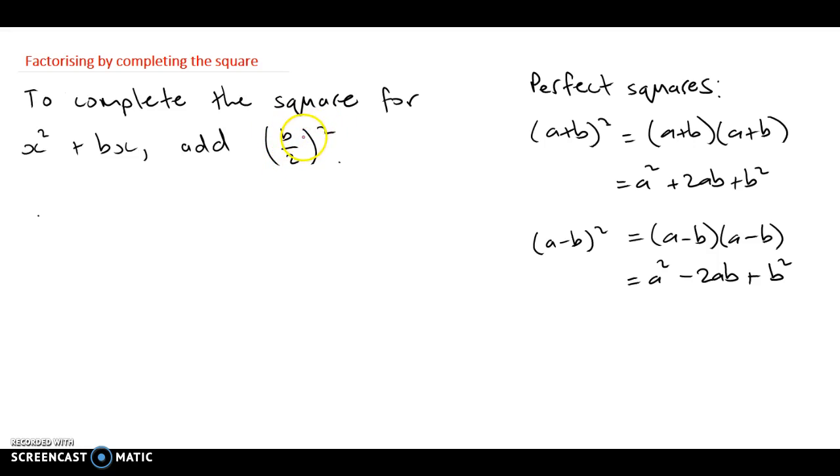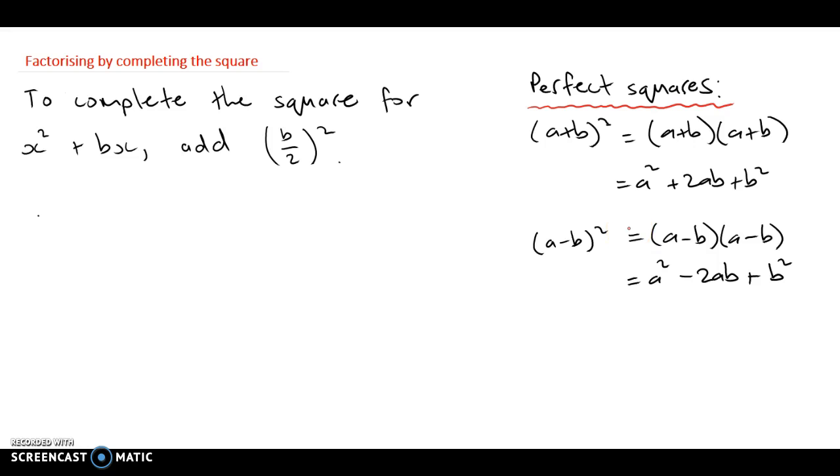Now, the reason we do that is because what we're trying to create when we complete the square is a perfect square. So it's important for you to remember what a perfect square is. So we've got it over here. Perfect squares: a plus b all squared is equal to a squared plus 2ab plus b squared, and similar for a minus b all squared.